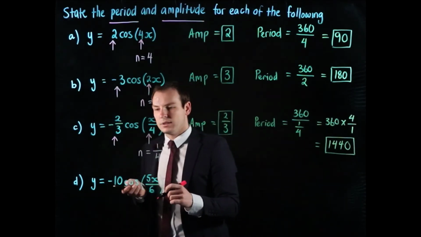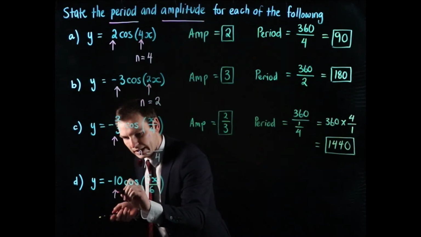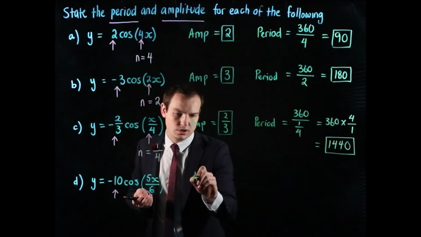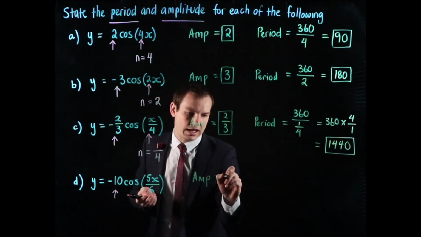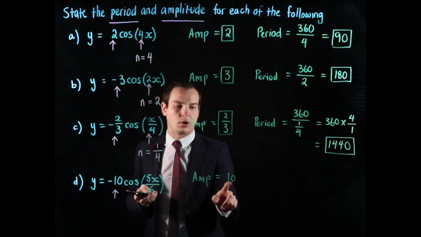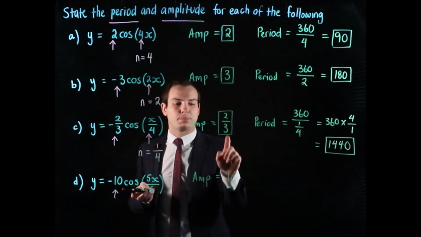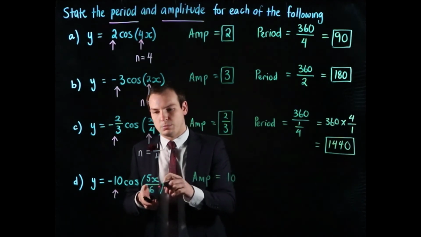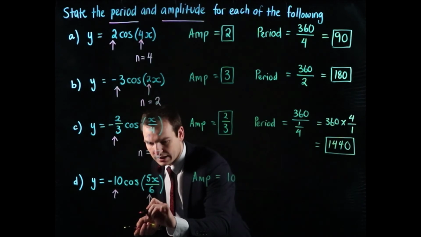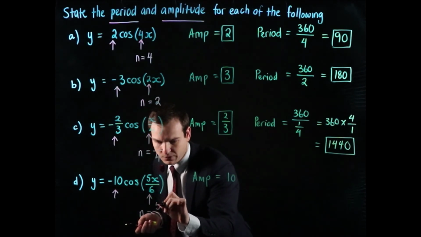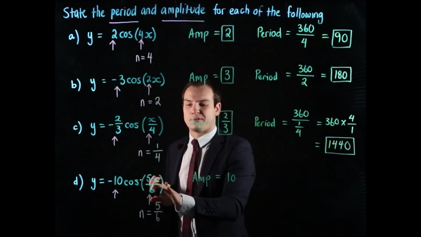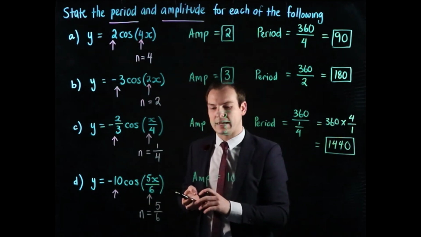For part D, our amplitude is related to this negative 10 that's multiplying the cosine function. So the amplitude is going to equal positive 10, because we ignore the negative on that value when we're quoting the amplitude. Our amplitude is always a positive value. Next up, we look at the coefficient of x, and in this case, n equals 5 divided by 6. So it's not just the 5 or the 6, it's the fraction 5 over 6, which is multiplying the x.